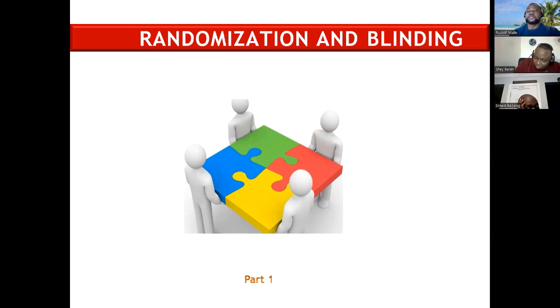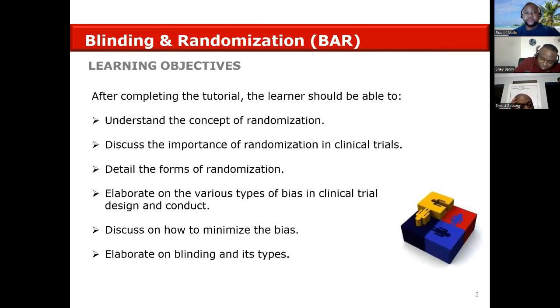The learning objective for this class will be, first, to understand the concept of randomization. Second, we're going to be discussing the importance of randomization in clinical trials, and also we're looking at the detailed formats of randomization. There are different kinds of randomization, right? There are different types and the way they fit into different forms of clinical trials.